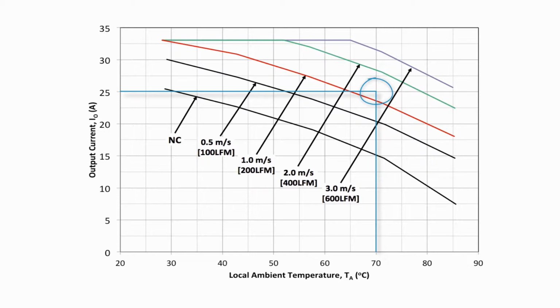In this example, the thermal derating curves show that this particular module can achieve about 23 amps at 70 degrees C and 200 LFM of airflow. If the customer prefers to have more margin, then the curves show that at 400 LFM, they can achieve about 28 amps at 70 degrees C. From this information, the customer can determine if this module will work in the application and design the appropriate cooling configuration to achieve the required output.